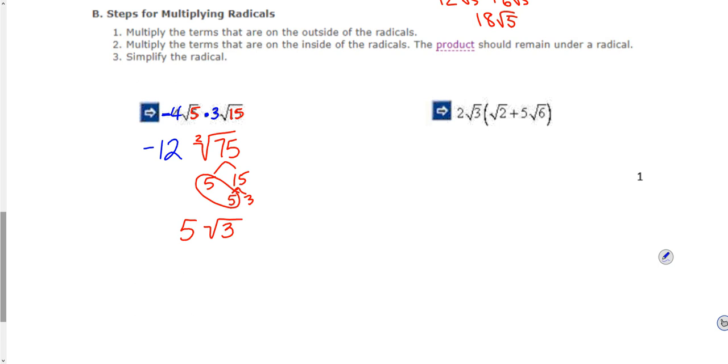And then we have the -12 in front already, so that has to multiply. And guys, the reason why we're multiplying is because there's no sign in between the -12 and the 75, so this means times right now. So if anything else comes out, it has to multiply. So that gives us -60 square root 3.